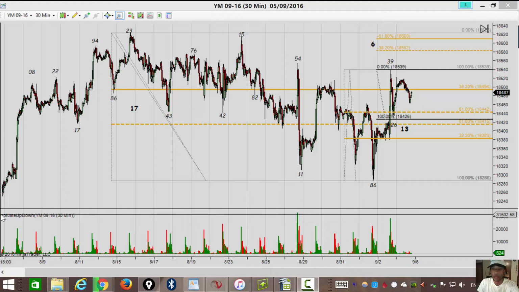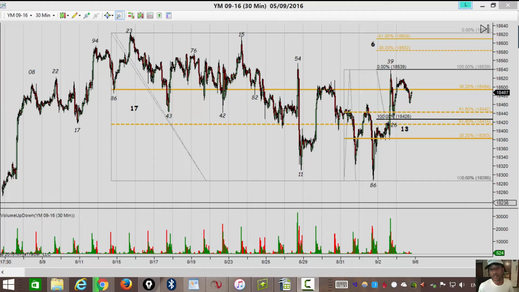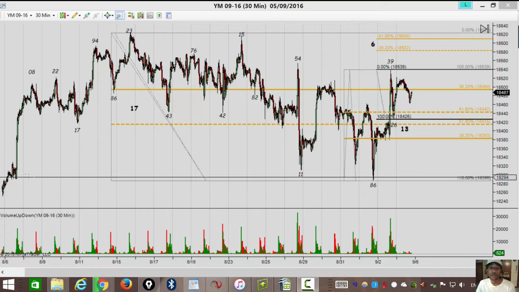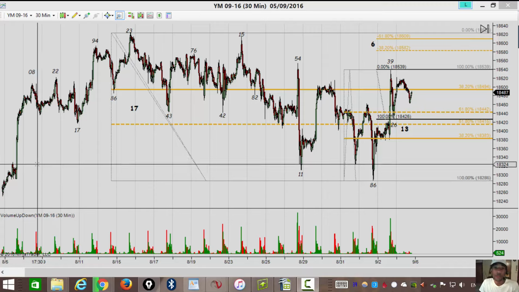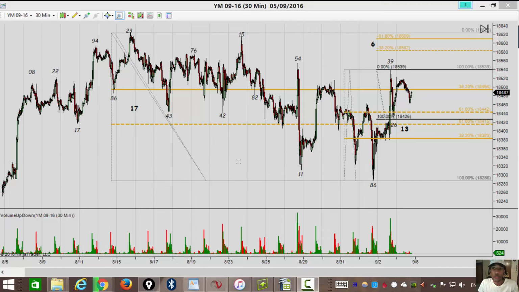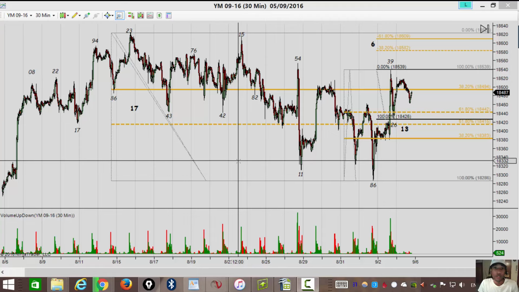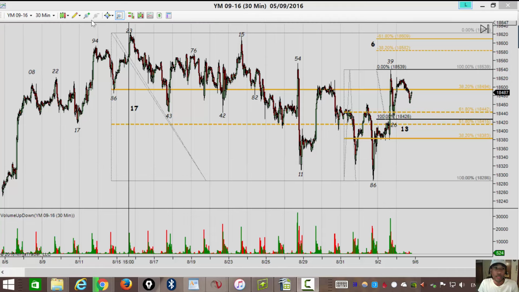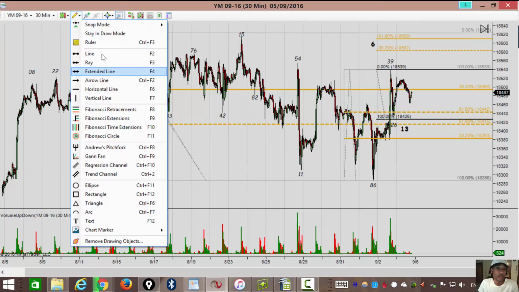Looking at this YM here on the 5th of September 2016, Labor Day, I've noticed a big opportunity in terms of risk to reward on the YM. So a huge reward for a relatively small risk. And this is how the analysis goes, something like this.